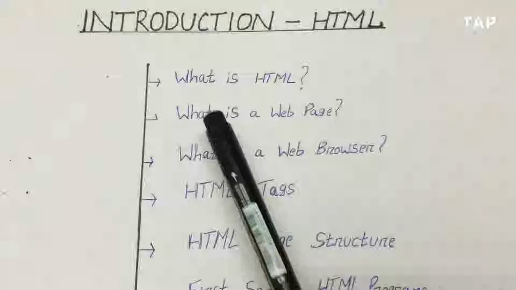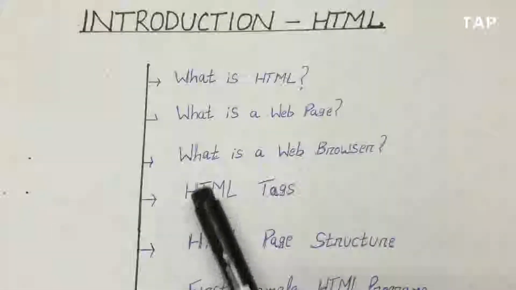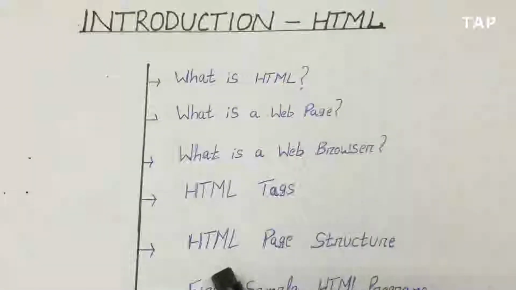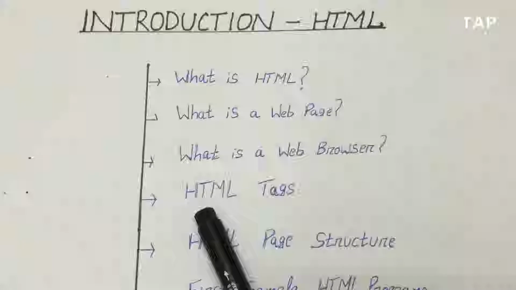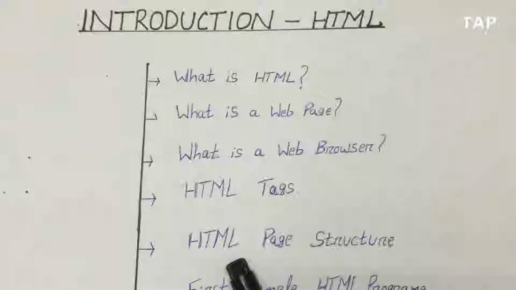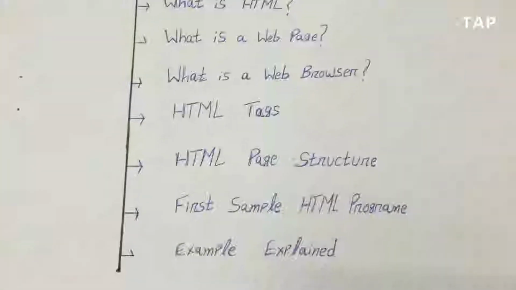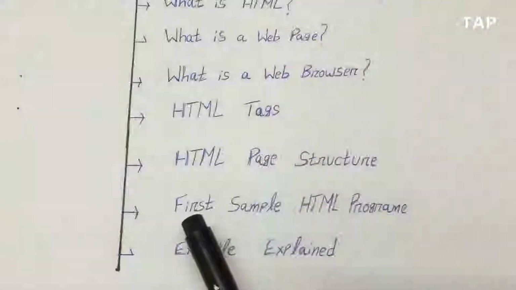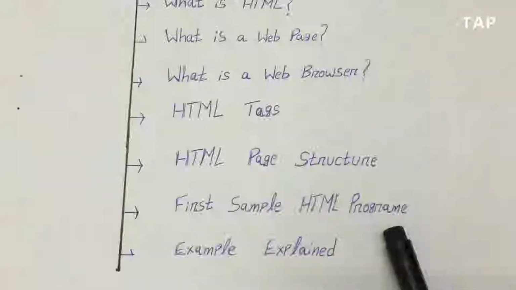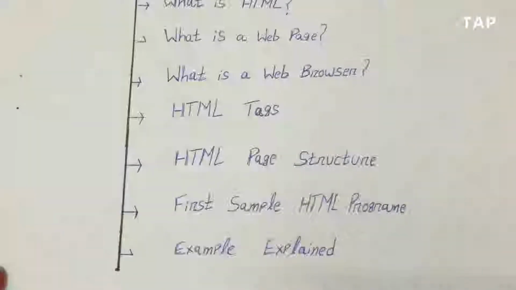Next, what is a web page? Then, what is a web browser? Then come HTML tags. We will also see the HTML page structure. Finally, we will take one simple HTML program and I'll explain that program to you. Okay, so let's begin.